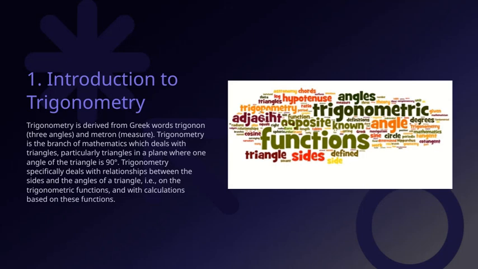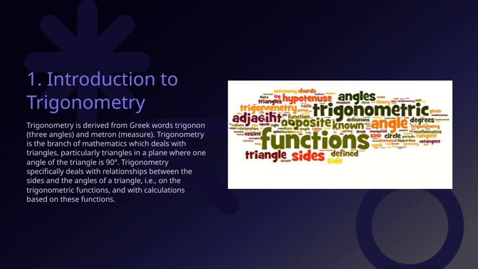Trigonometry actually comes from two Greek words, trigonon, which means three angles, and metron, meaning measure. So it's all about measuring angles, specifically in triangles. When we talk about trigonometry, we're focusing mainly on triangles that lie flat on a plane, especially those with one right angle. That's why right triangles are so central to understanding it.